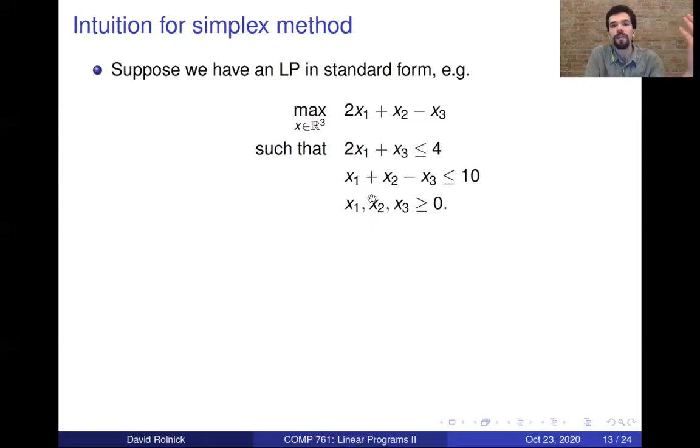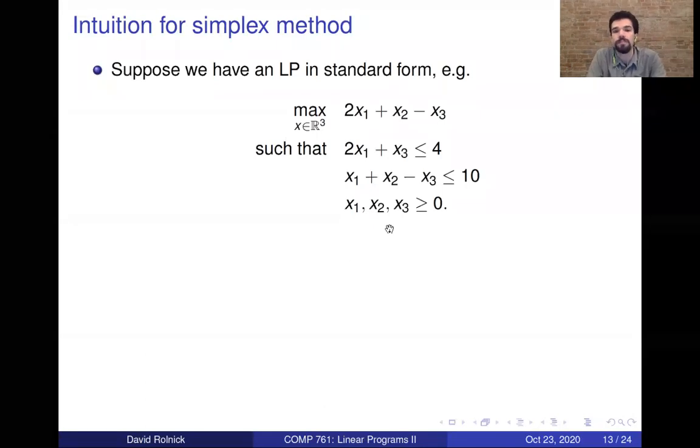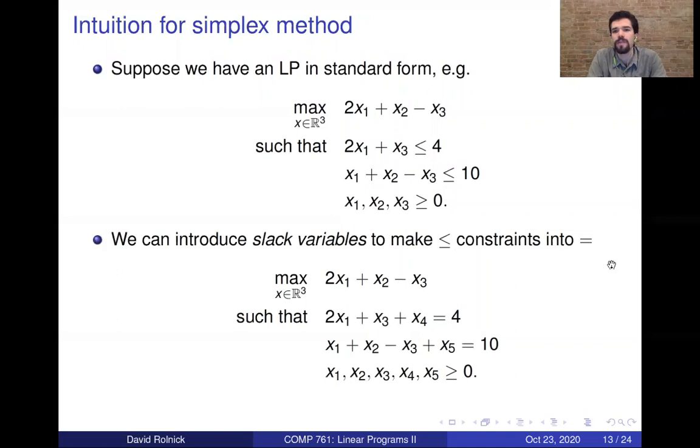So suppose we have an LP in standard form, like this. Let's introduce some slack variables to make those less than or equal to constraints into equal signs. And I apologize, I realize that I actually should have converted this x into x in R^5. Yeah, this is just a different way to write this down.